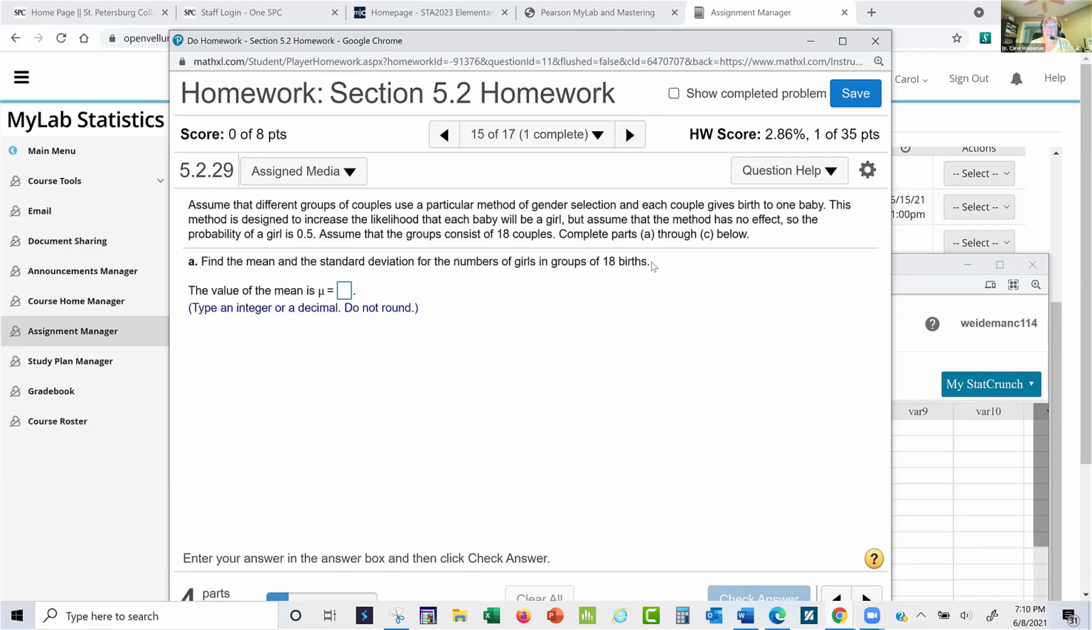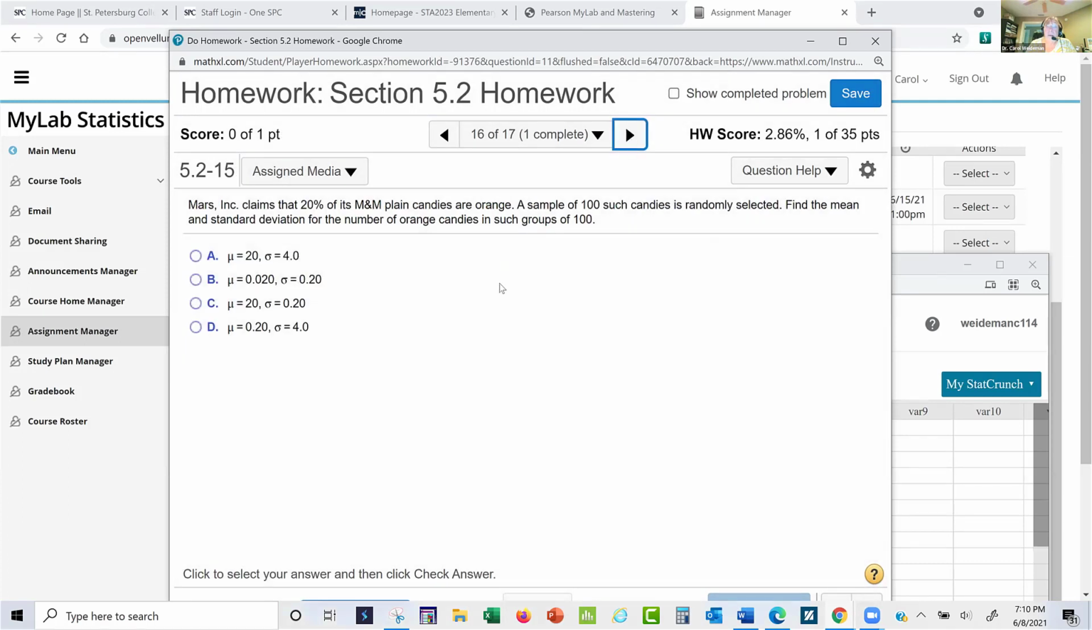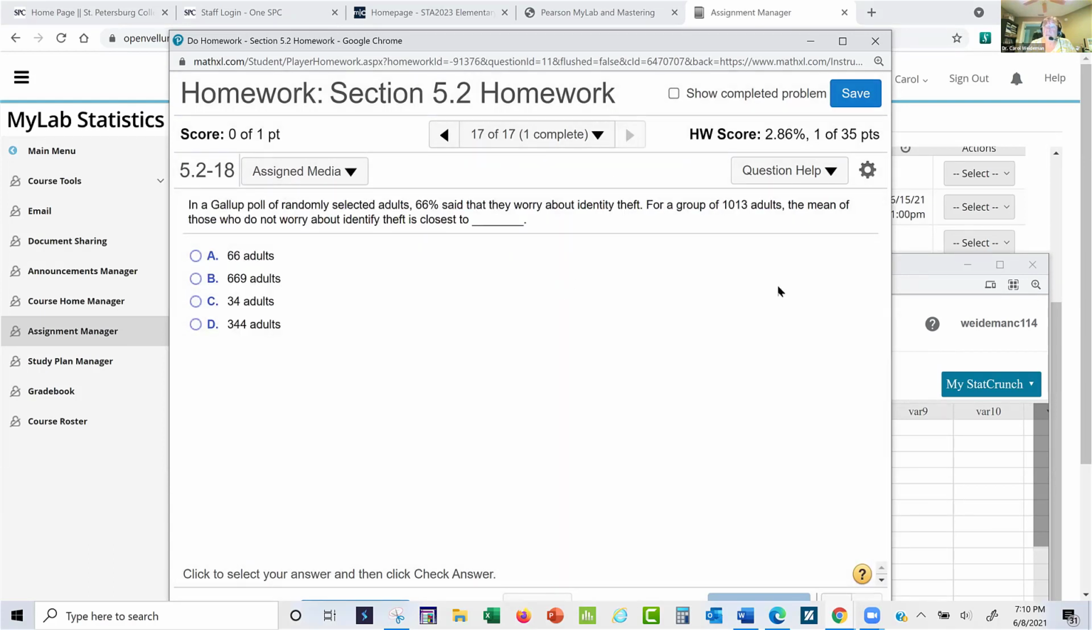And then here's one about having baby boy, baby girl. So you're doing a mean and a standard deviation here. We just went over that. The mean is NP. We're doing 18 couples. The probability of a girl is 0.5. So NP would be 9. And then they're going to ask you to do the standard deviation. And then here is find the mean and standard deviation as a multiple choice. And then the mean, this is just a mean question. So I don't think your homework this week is very difficult, really.